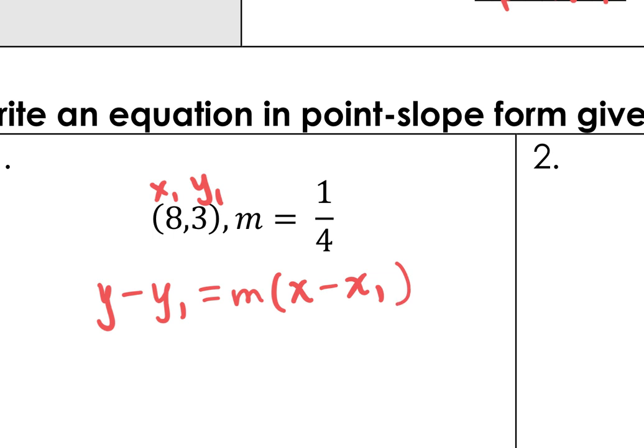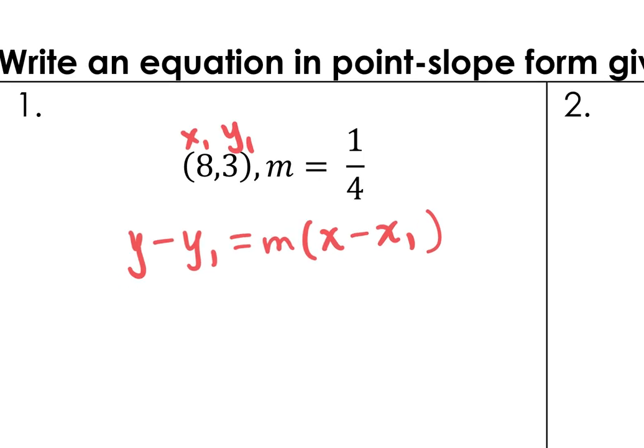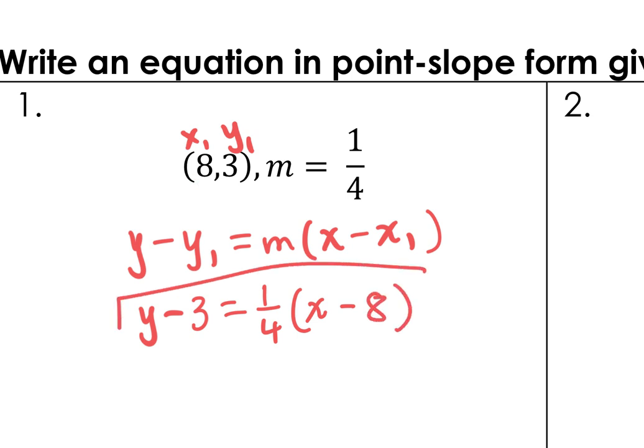All right, so we've got y minus. Well, what's the y value of the point we're given? 3, so that's what we're going to plug in. y minus 3 equals our m, which is 1 over 4, times x minus, what's our x1? It's 8. Boom. That's the point-slope form.